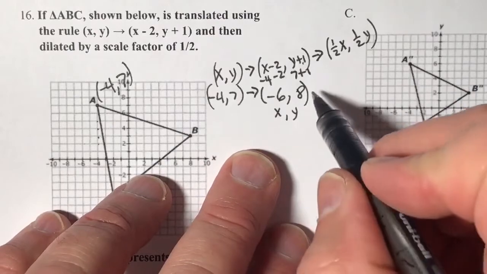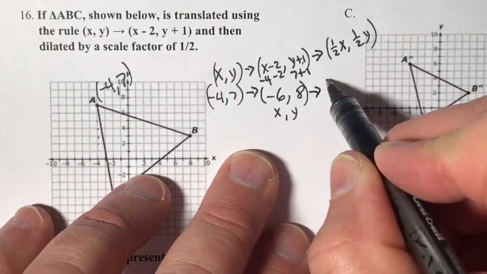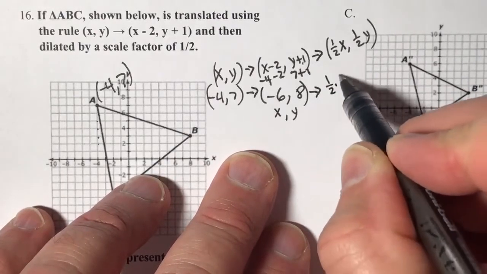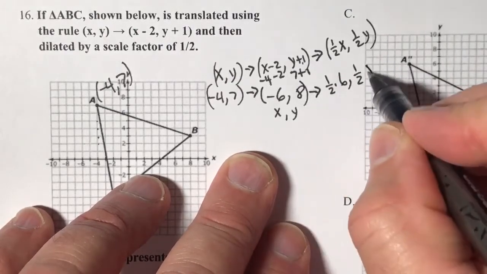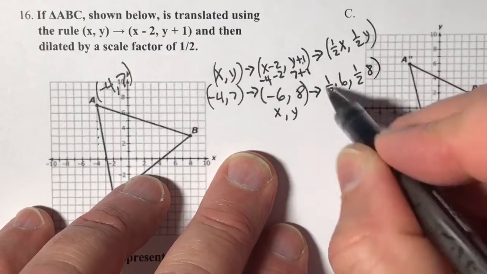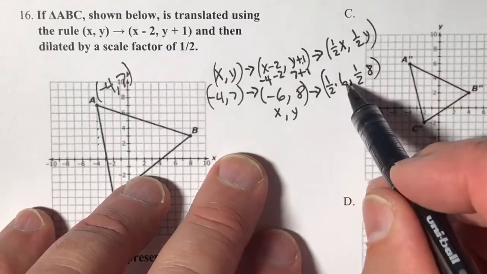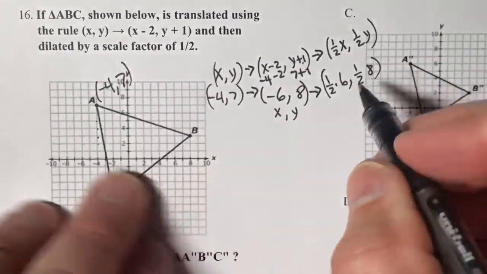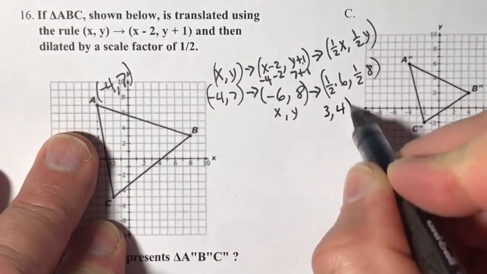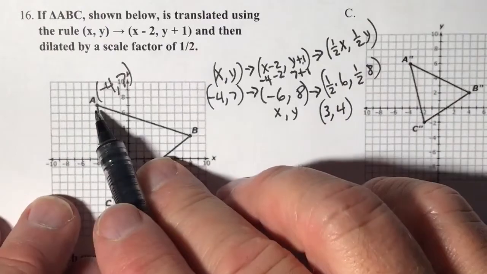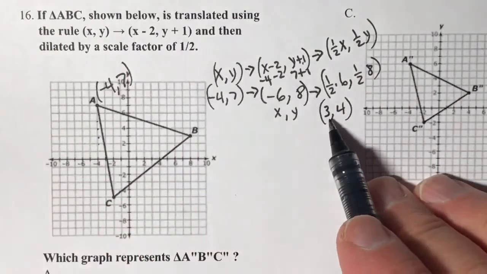So now I'm going to multiply 1/2 times 6 and 1/2 times 8. All right, so 1/2 times 6 is 3, and half of 8 is 4. Now let's look over here at A prime. Which one has (3, 4)?